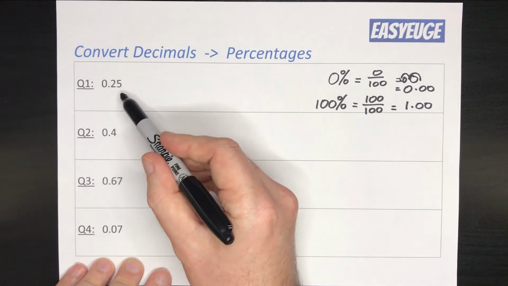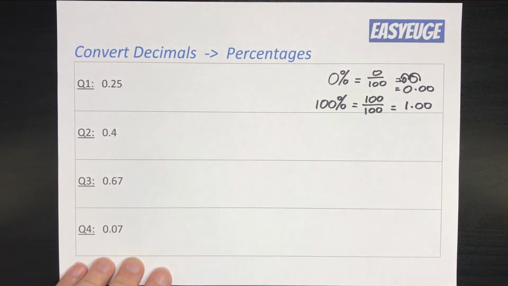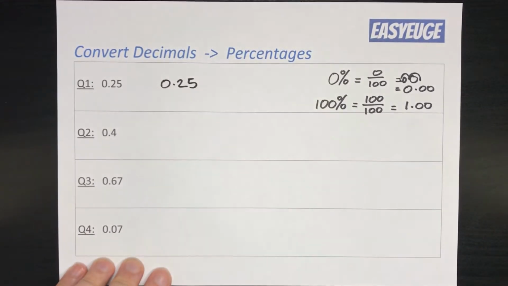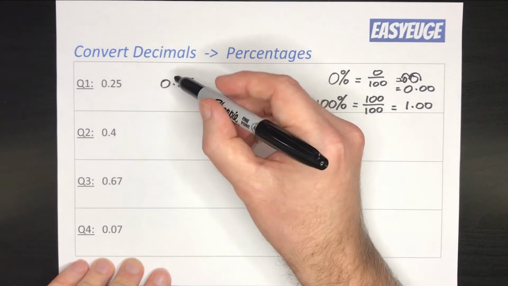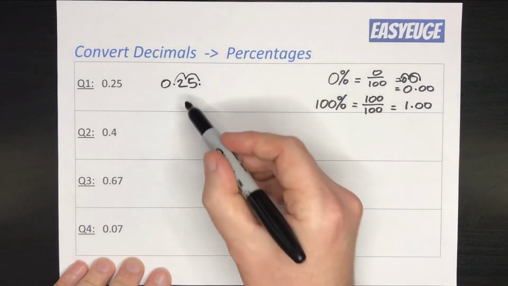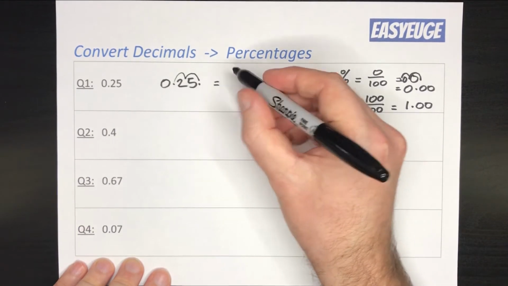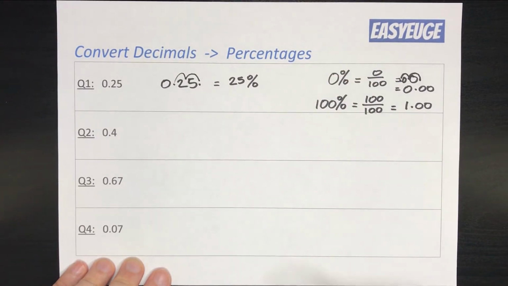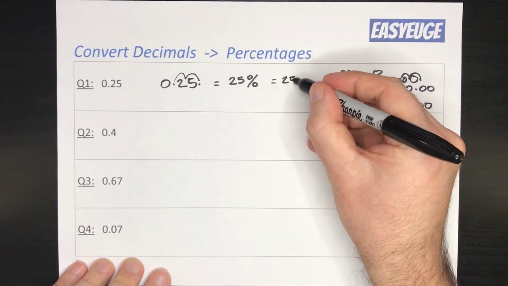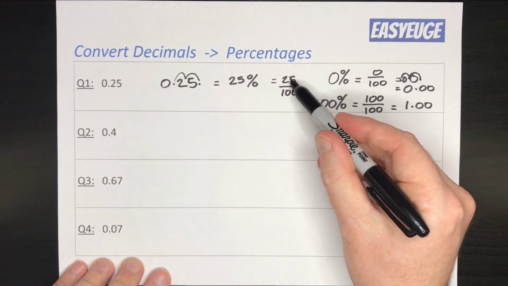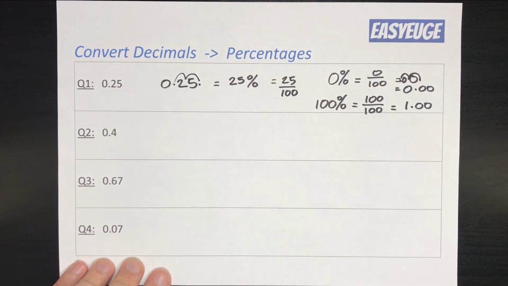To convert 0.25 into a percentage, let's write that down, 0.25. Let's multiply this by 100. So I'm going to take that decimal point and move it 2 places and put it there. So now this is 25.0, or 25%. Just to check that, 25% means 25 per 100. So if I had 25 and I divided that by 100, it would definitely be 0.25.